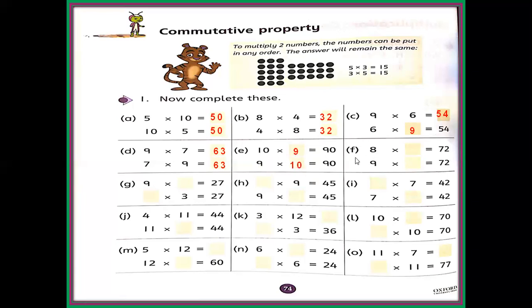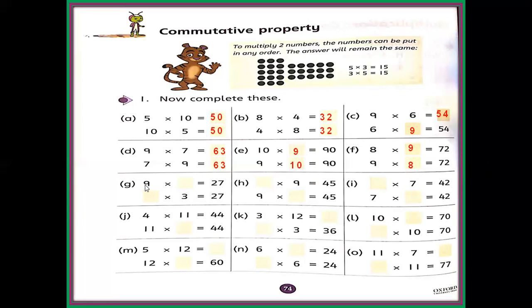So 8, read the table of 8. 8 ones are 8, 8 twos are 16, 8 threes are 24, 8 fours are 32, 8 fives are 40, 8 sixes are 48, 8 sevens are 56, 8 eights are 64, and 8 nines are 72. So 9 is given, so write 8 here. 8 nines are 72, 9 eights are 72.